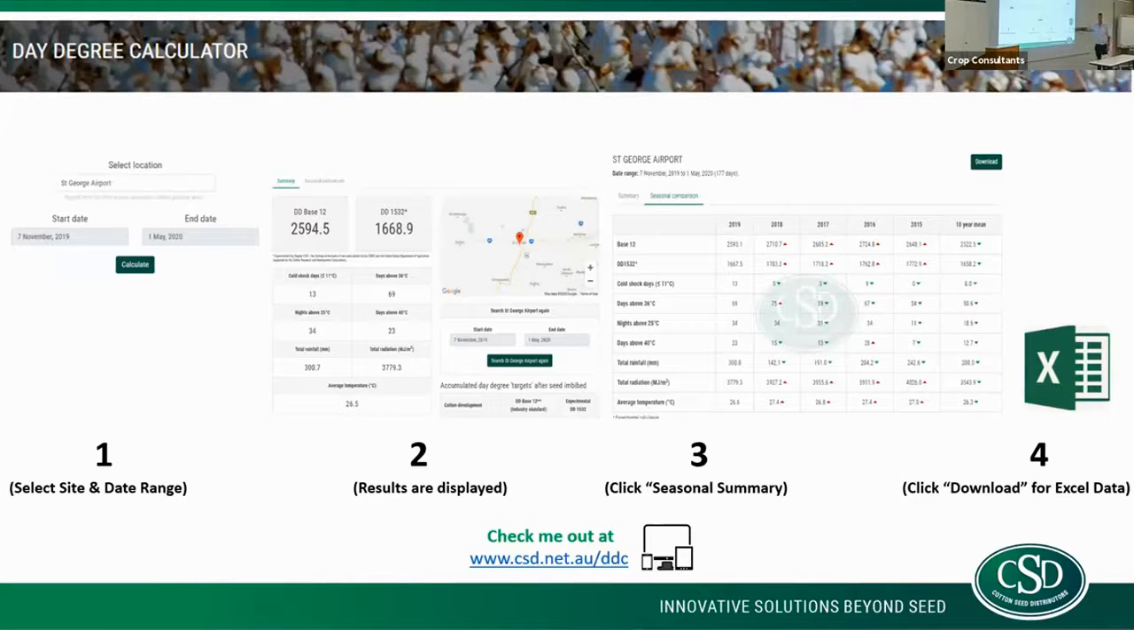Day degree calculator, I won't talk too much about it, but it has been updated and improved. We did have some feedback from some agronomists that every time you ran a calculation, you had to go back out and re-enter your site and dates. We've improved this functionality so that once you've selected a day degree location, say St George, you can add start dates and end dates within that. So you don't have to keep reselecting your site.